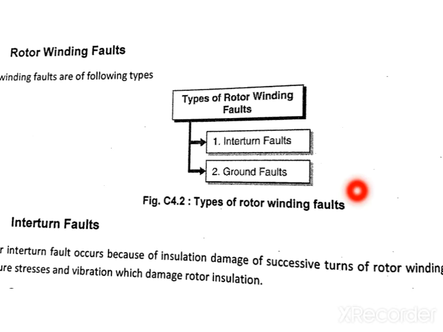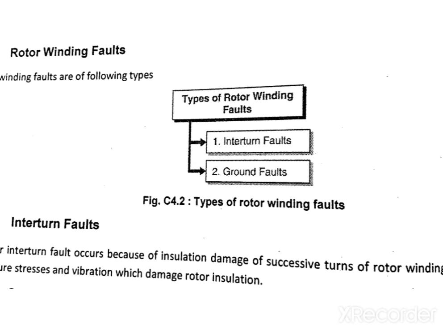While talking about ground faults, the rotor of the alternator carries the field winding which is given by the DC supply. A single ground fault on the rotor does not produce any harmful effect, but if another ground fault takes place, it causes short circuiting of the field winding. This fault should be minimized.